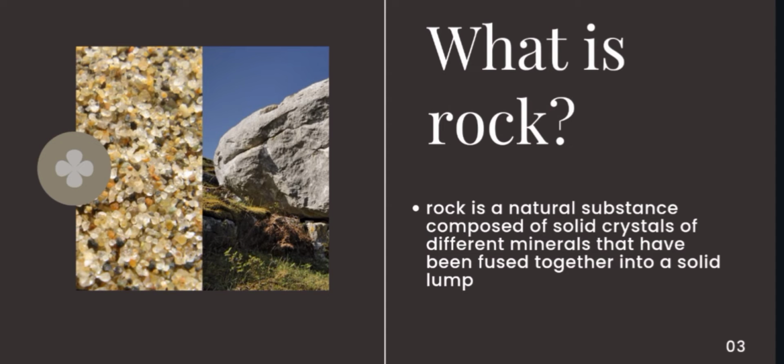Okay, so the next one is rock. What is rock? So, bato. A rock is a natural substance composed of solid crystals of different minerals that have been fused together into a solid lump. By the way, in these pictures, this is rock, big rocks and small rocks.